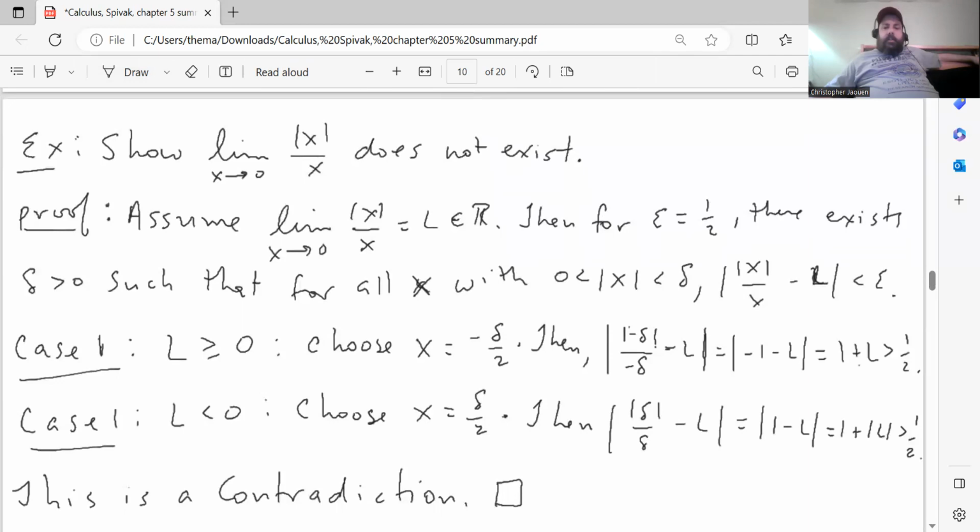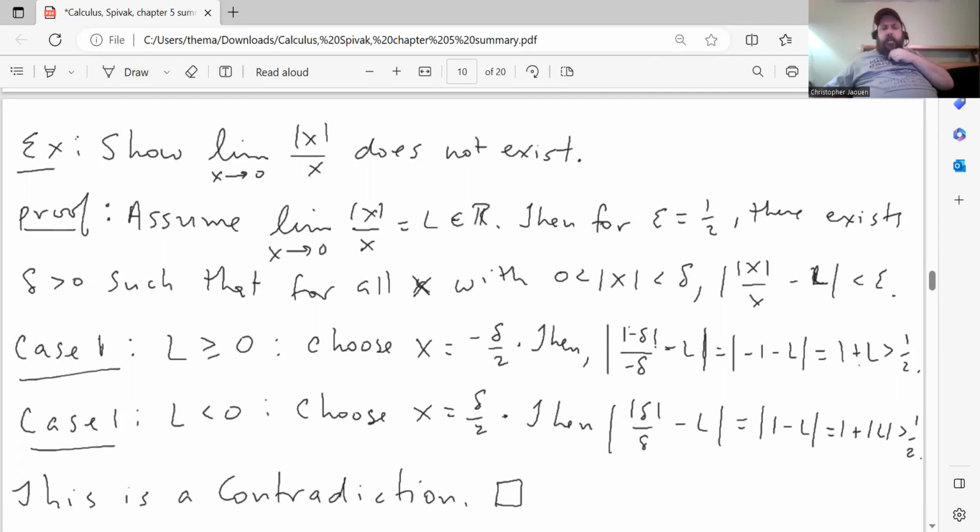Okay, here's another proof using the negation, I guess. Show that the limit as x goes to 0 of absolute value of x over x doesn't exist. Again, this is one that he doesn't do in the book, or does he?